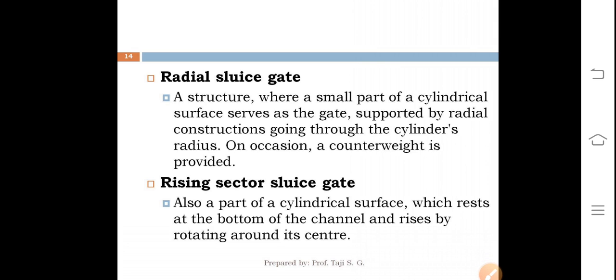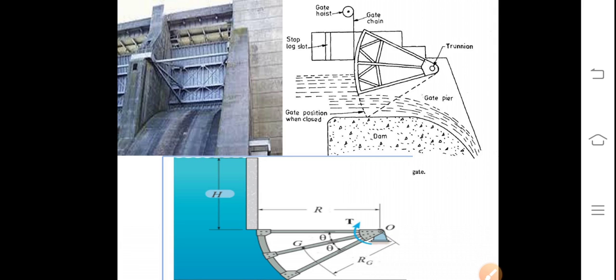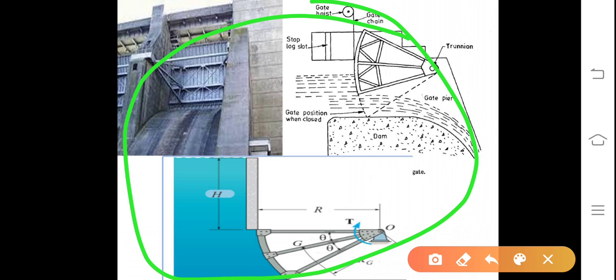So there are different types of gates: radial sluice gate, rising sector sluice gate, etc. These are the different sketches and photographs, how they look, what the dimensions are, what the different component parts are, how they should be inclined, how they should be operated radially or vertically from top to bottom. If you operate from top to bottom, it will be closed. If the gate is raised in the vertical direction, then it will open. How much should it be open? 20%, 25%, 40%, 50%, 60%. It depends on the amount of water which is stored at the reservoir.